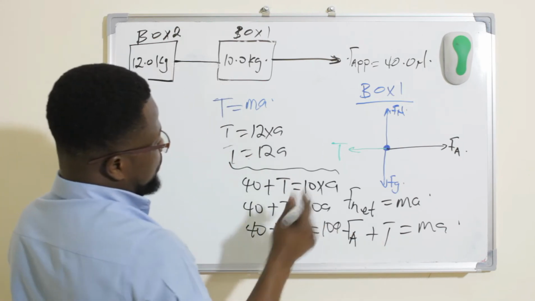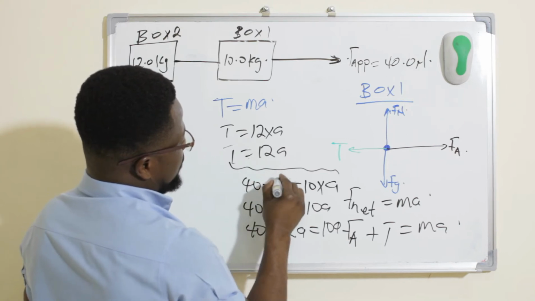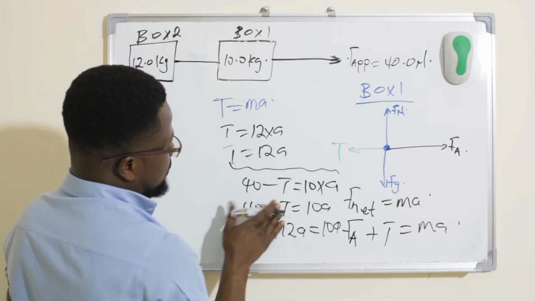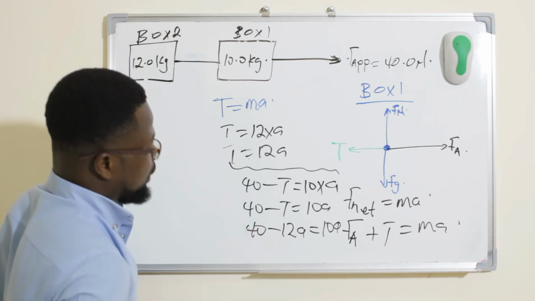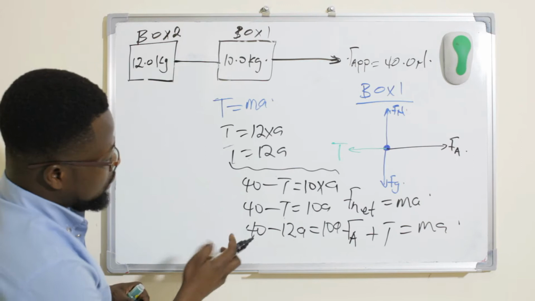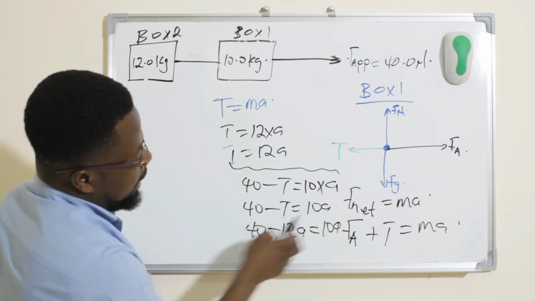So here, this should become what? Negative. So negative T on the side. So this is negative. Alright, so I substitute that there and I have negative here. Alright, so let's move on. So we have now 40 minus 12A equals to 10A.